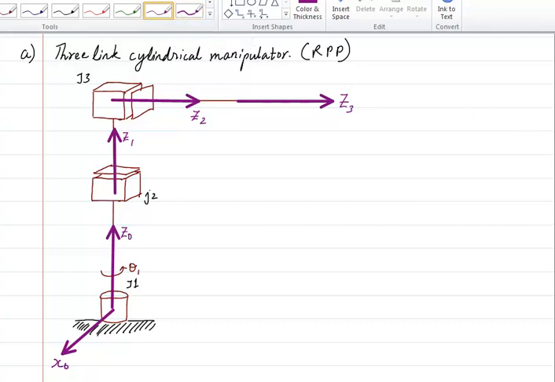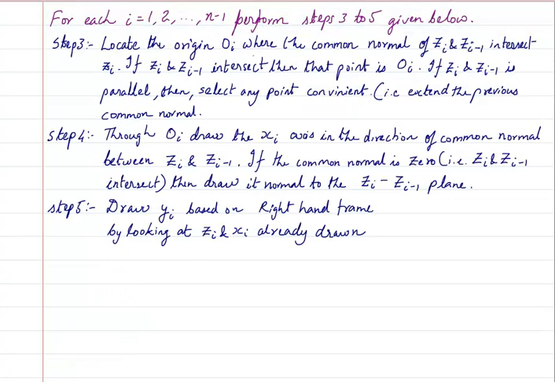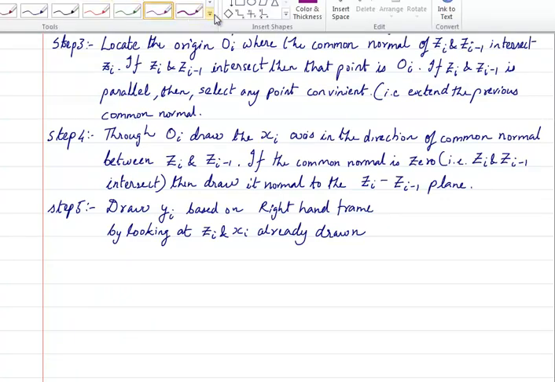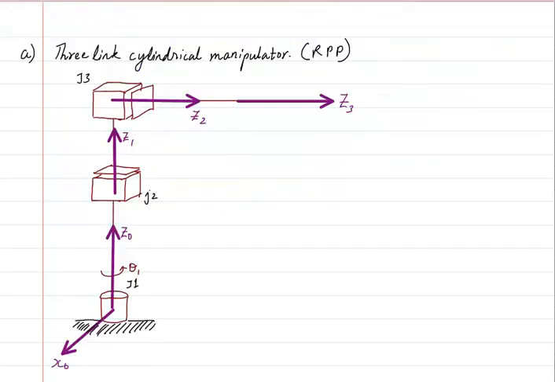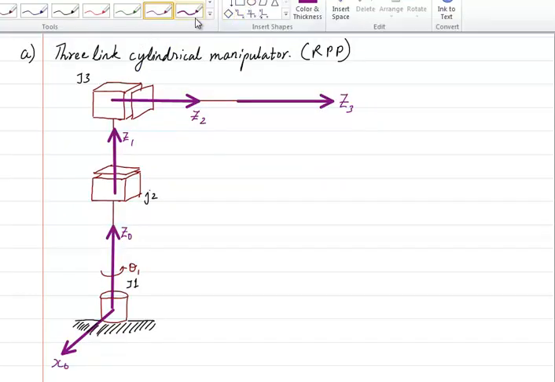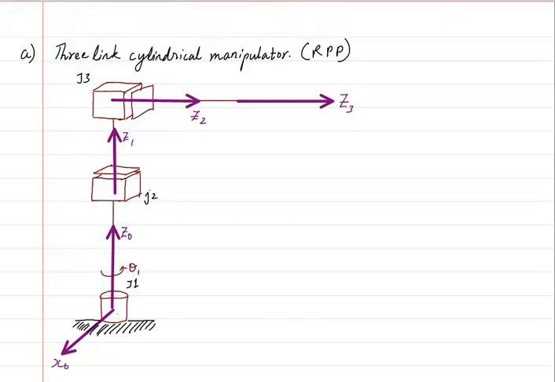So what is the rule? The rule here says that first we have to write the origin. So I have already selected the origin of the first base frame. So let me write it. This is going to be my origin O naught. Now the second one is for the second frame, the Z1 frame, I have to draw the origin.